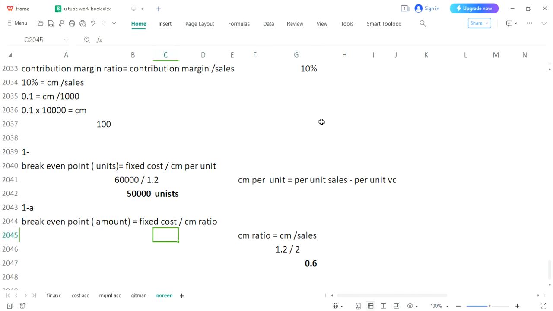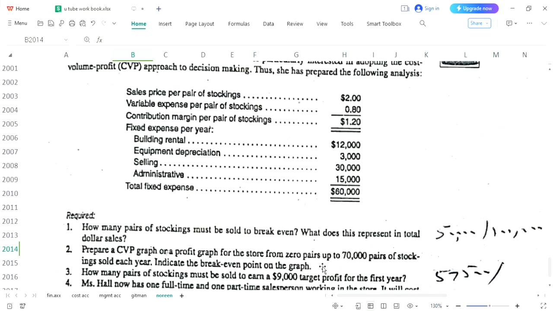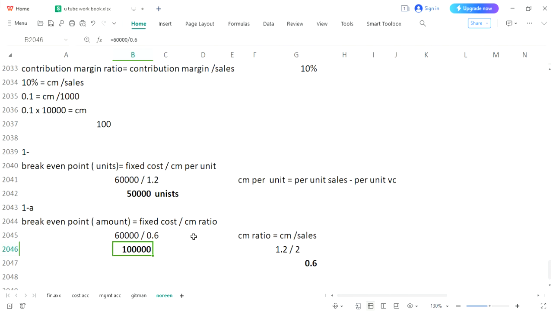Come over here and we can now calculate our break-even point in terms of sales. We need fixed cost, which was 60,000, as we have already written over here, divided by the CM ratio. The CM ratio we have just calculated is 0.6. Put it on your calculator: 60,000 divided by 0.6. So we have calculated break-even sales as well. You can see the answer, 1 lakh. So the first answer has been completed: 50,000 units and 1 lakh.